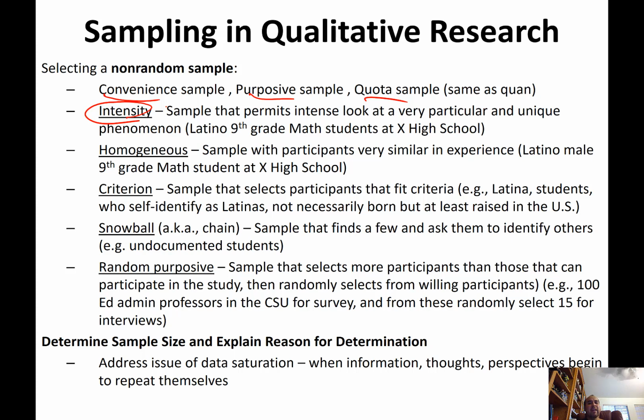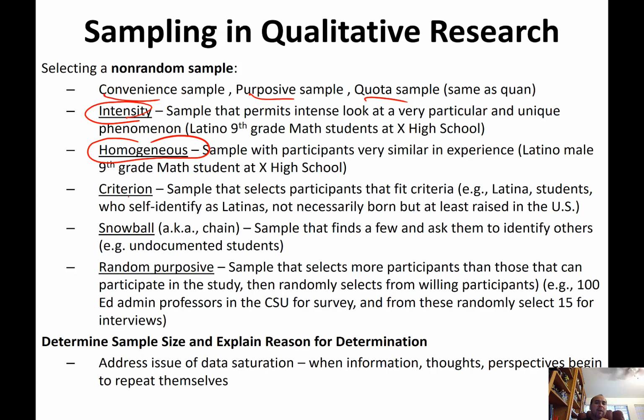So here I'm looking at Latino 9th grade math students at Bullard High School. Homogeneous sample, a sample where the participants are very similar. Same thing here, Latino male 9th grade math students at Bullard High School. You assume that all of them are going to be very similar. If maybe some of them are student athletes and some of them are not, then maybe you want to separate those out so that you get a real homogeneous sample that's going to provide a homogeneous experience.